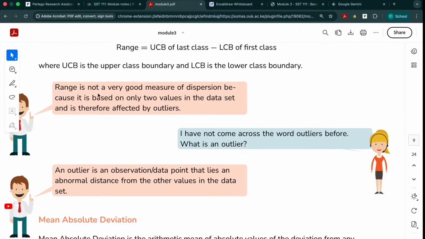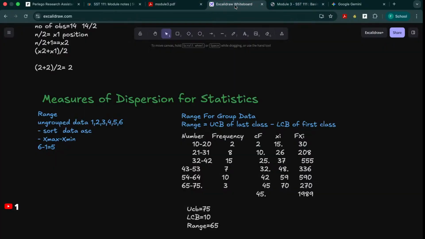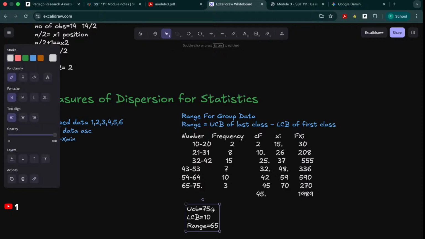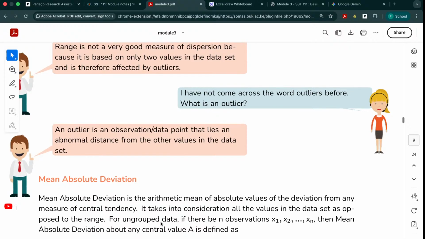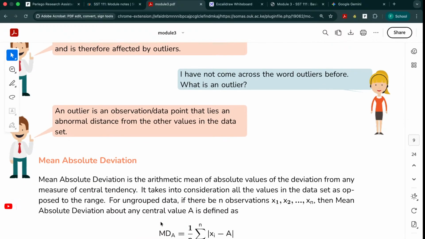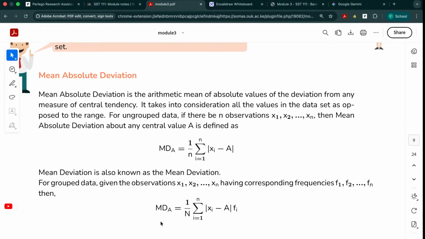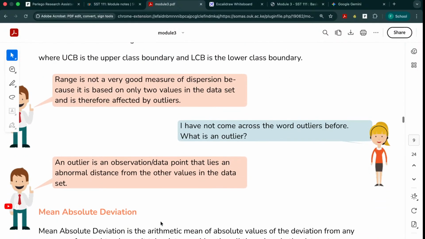So we were saying range is not a very good measure of dispersion. Dispersion is spread, like how spread out your data is. But for range, you can see here it just takes care of the highest and the lowest value and it ignores the other individual numbers. So we can use other methods, like taking care of all the data so that we know how spread out it is.